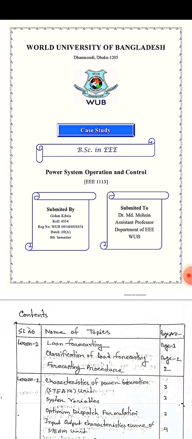I am Gulam Kibriya, a student of the Tripoli Department, World University of Bangladesh. I am in the 9th semester. My roll number is 4354, batch 69A. My course name is Power System Operation and Control.